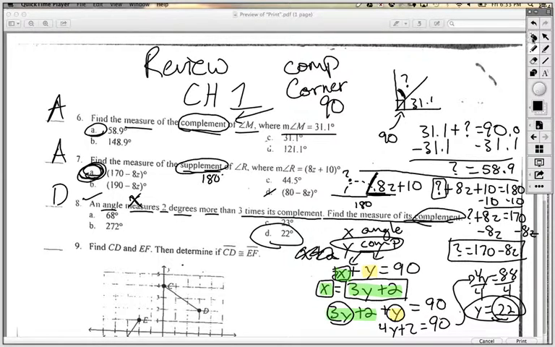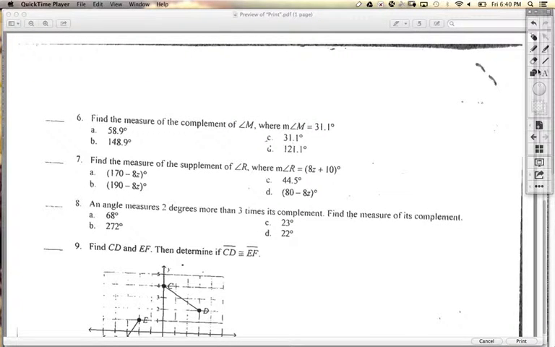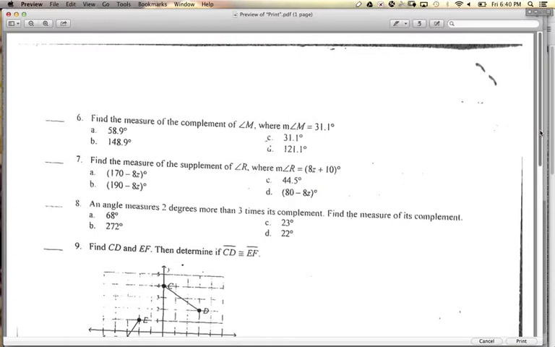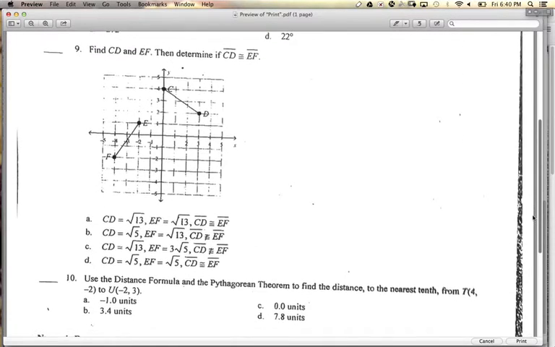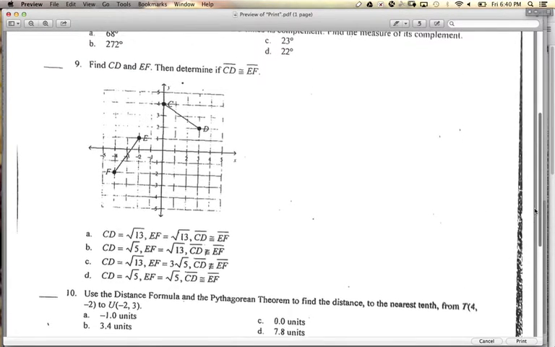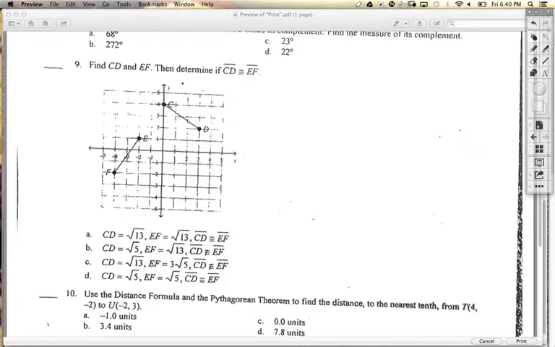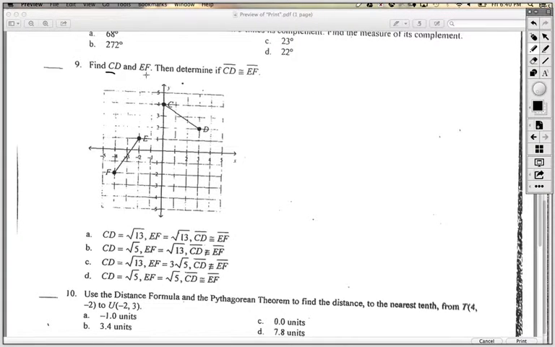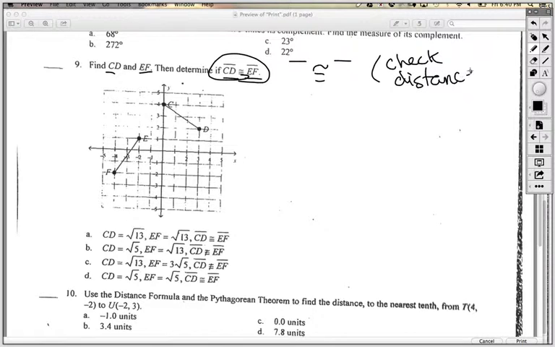So let's go to the next one. I'm going to erase this, so pause the video if you need it. There it goes. Now we scroll down. Looks like we only got a few more here. Number 9, it says find CD and EF, then determine if CD is congruent. Okay, these are line segments. And for one line segment to be congruent to the other, you got to check the distance.